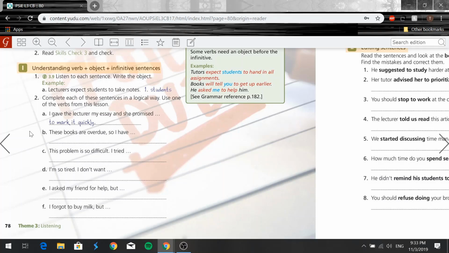So I gave the lecturer my essay and she promised to mark it quickly. These books are overdue, so I have to take them back to the library today. This problem is so difficult, I tried to solve it, but I couldn't. I'm so tired, I don't want to study this evening. I asked my friend for help, but he refused to help me. And I forgot to buy milk, but I remembered to get bread. Okay? So that was exercise I, you guys. Now let's move on.